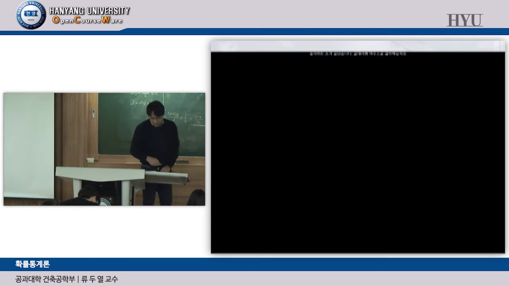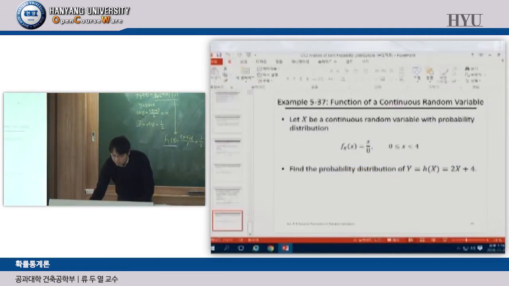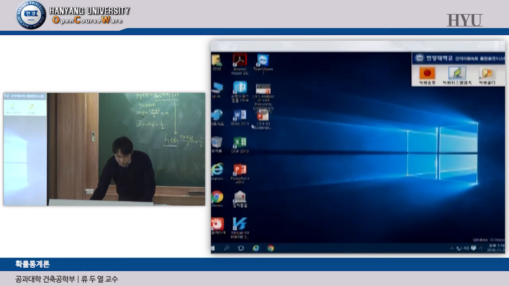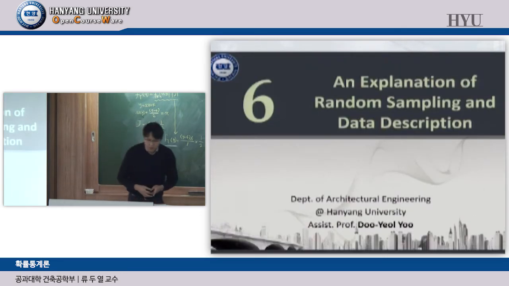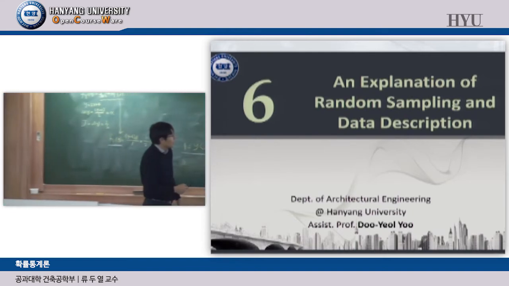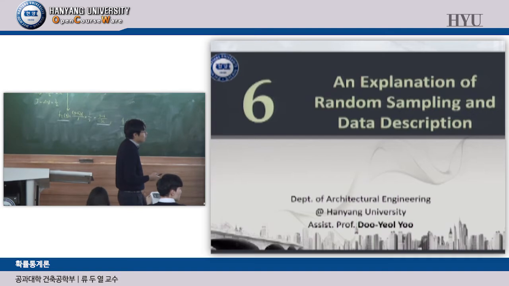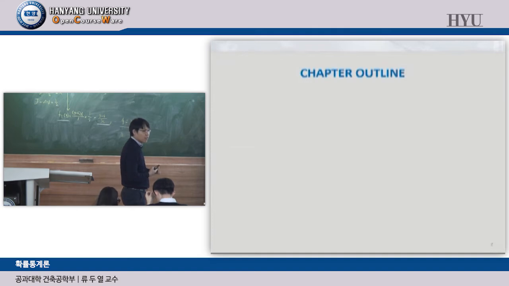So this is the end of chapter 5. And now we are going to start a new chapter. This is chapter 6, about the explanation of sampling. And this is the chapter outline.